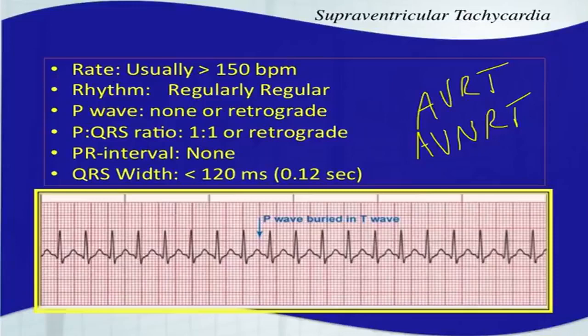So the P wave for an SVT will either be non-existent or retrograde. It'll be sometimes buried within the QRS complex or the T wave. Because yes, the atria are still depolarizing, but this is such a fast rhythm, and the depolarization wave occurs in almost a retrograde fashion, that you probably won't see a P wave at all. The P to QRS ratio, if you did see a P wave, you'd only have 1 for every QRS complex, and your PR interval will be non-existent because if you see a P wave, it's going to be a retrograde P wave. Your QRS width should be narrow. It should be less than 120 milliseconds again. We haven't talked about any wide rhythms yet, but we're going to get to those very soon.